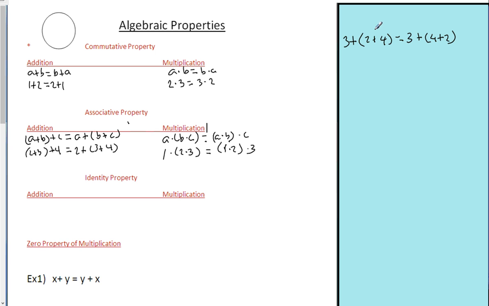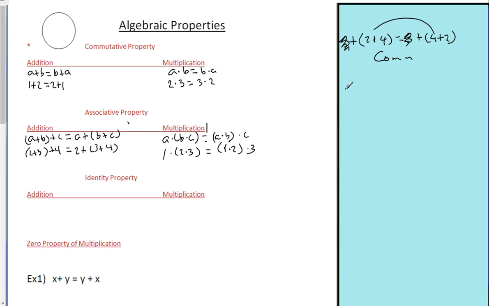So let's look here. Did the stuff in the parentheses change? No, it's 2 and 4, 4 and 2. It's the same numbers. So it can't be associative property. This is actually commutative. Because notice, the 3 is not changing at all, so you can kind of just ignore the 3. Look at what we're saying. 2 plus 4 is the same as 4 plus 2. That's commutative. So be careful with that. Just because there's parentheses doesn't make it associative. Look at what's happening in the parentheses. If the stuff in the parentheses changes, then it's associative.